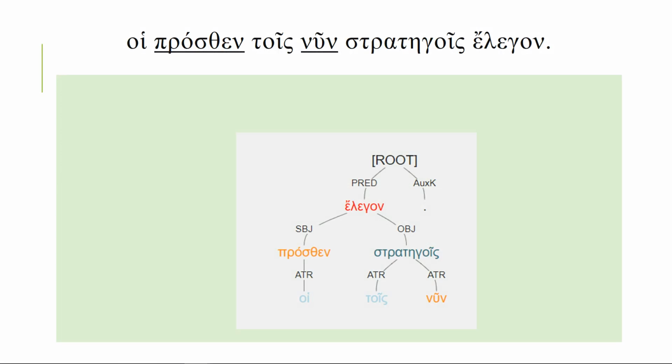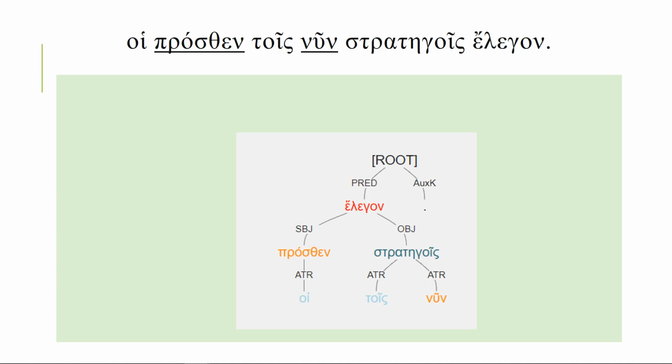hoi prosthon tois nun strategois elegon. Elegon is your verb, clearly, right? Lego, which means to speak. So they spoke. Hoi, they spoke. You speak to someone in the dative. Tois strategois. So they spoke to the generals, right?